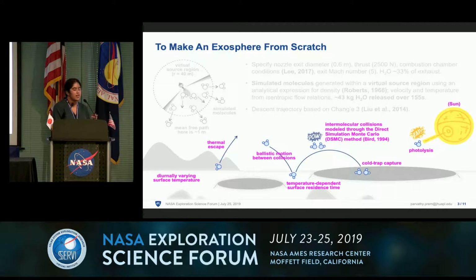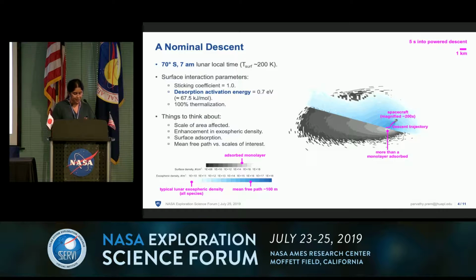On occasion, a molecule can pick up enough velocity that it hops out of the lunar gravity well, so we account for thermal escape. And then last but not least, we have photolysis. The sun is the great destroyer of water molecules. And so if we put all of that together, the first thing I want to show here is what happens during a nominal descent.